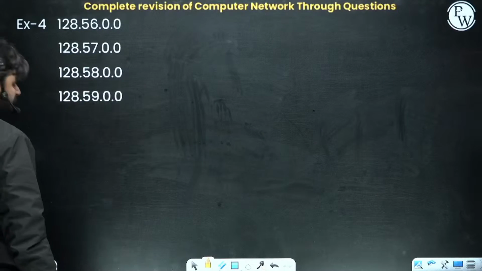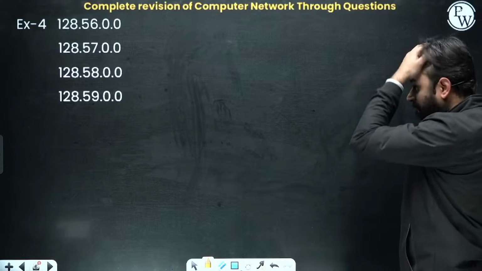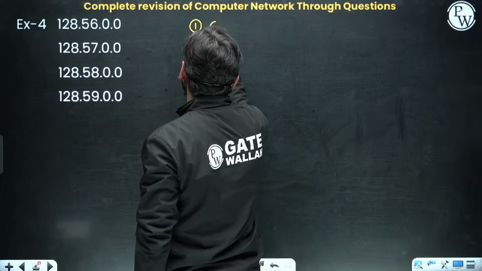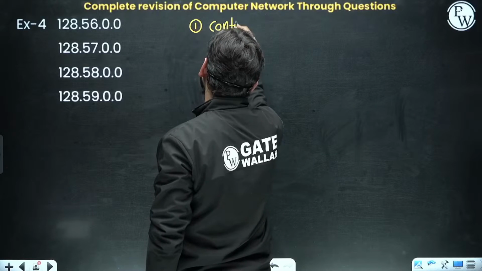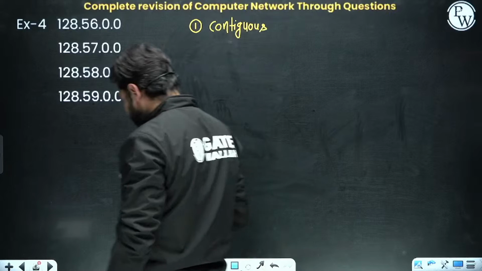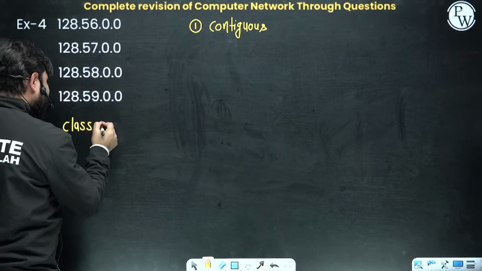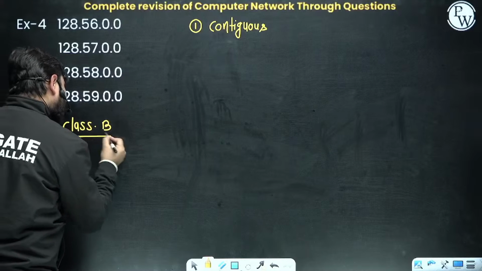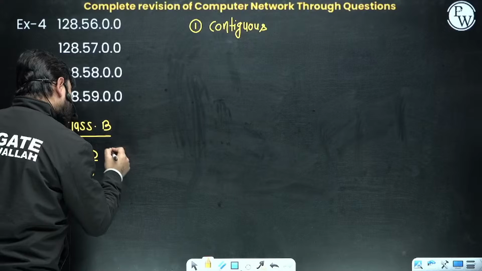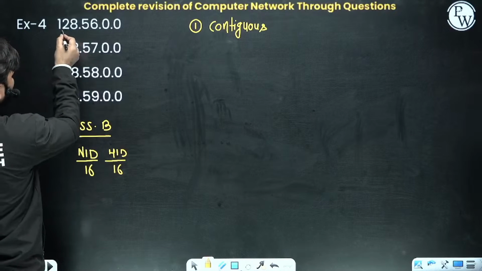Now, this is question number 4 that you can see on this screen. First rule we have to check: contiguous. Contiguous true or not? Because it is class B. Class B has network ID how many bits? 16 bits. Host ID how many bits? 16 bits. So we have to check 2 octets.